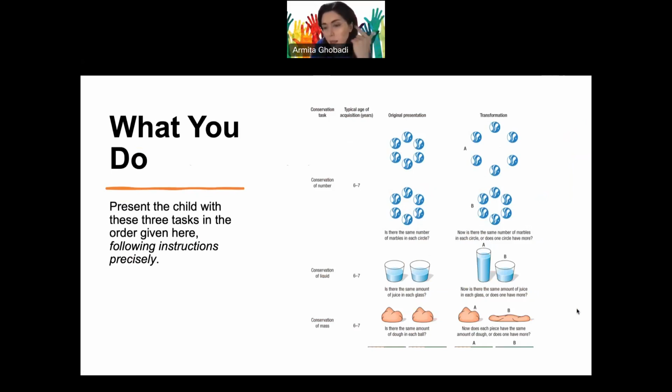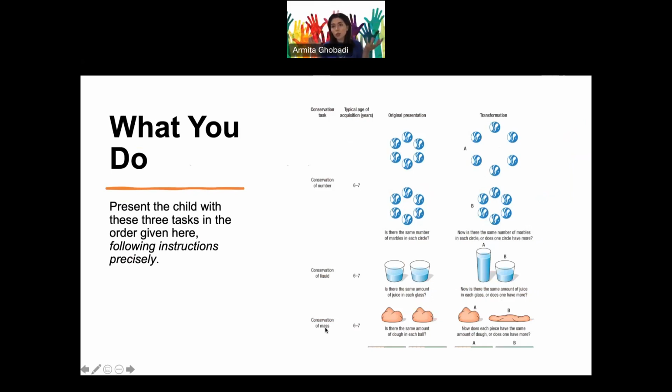If the child actually says, hey, no, this is a different amount of liquid because one of them is taller and one of them is shorter, you have to mention that in your project write-up because this is the baby's rationale. So basically, the baby cannot understand that this is the same amount of liquid, right? Same goes for conservation of mass.